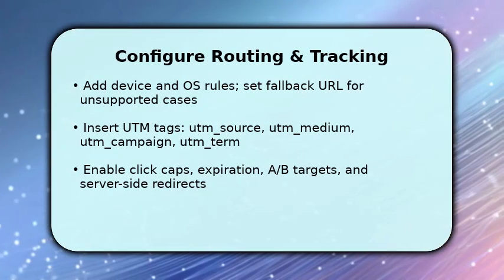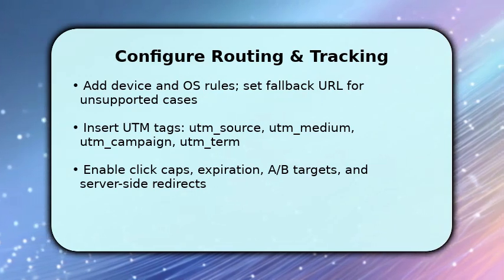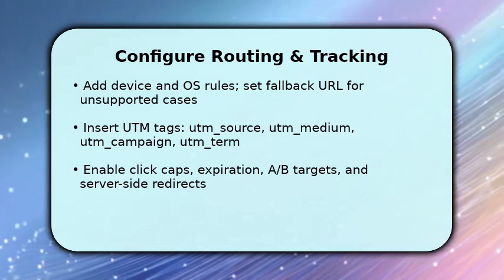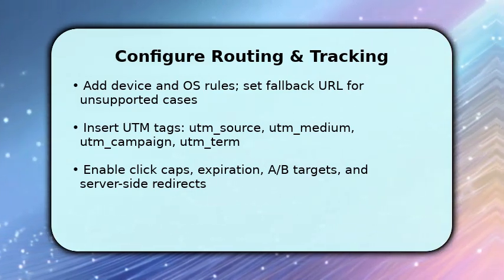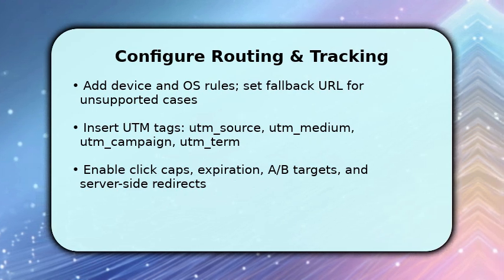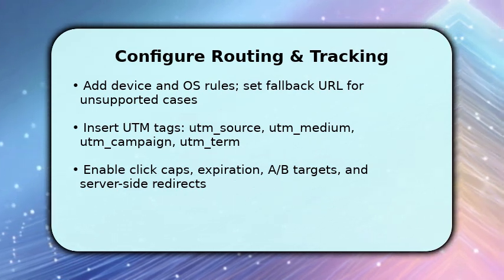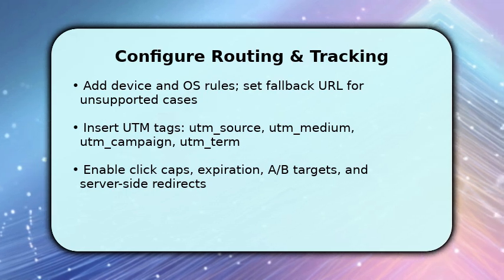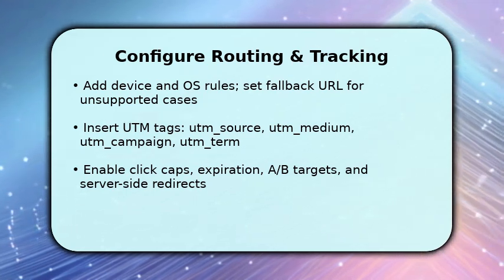Once done with the basic link, you configure routing rules to send mobile users to the App Store and desktop users to the web page. This improves conversion. Then, embed UTM tags for campaign-level tracking and append tracking ID for attribution.